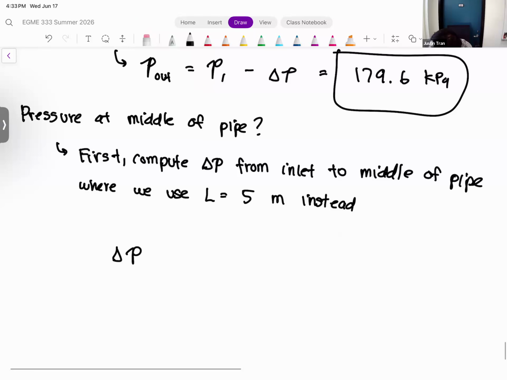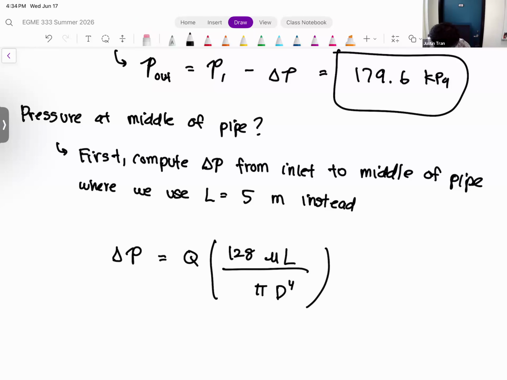And so we have delta P is equal to Q times 128 times mu times the length divided by pi d to the fourth. But we're not going to plug in the full length. We're instead just going to plug in half the length, which is 5 meters. So we plug that in, and what we get is 10.2 kilopascal, so that's about 10,200 pascal. You'll notice that it's exactly half of the delta P that we computed before, just because pressure drop varies linearly down the length of the pipe.